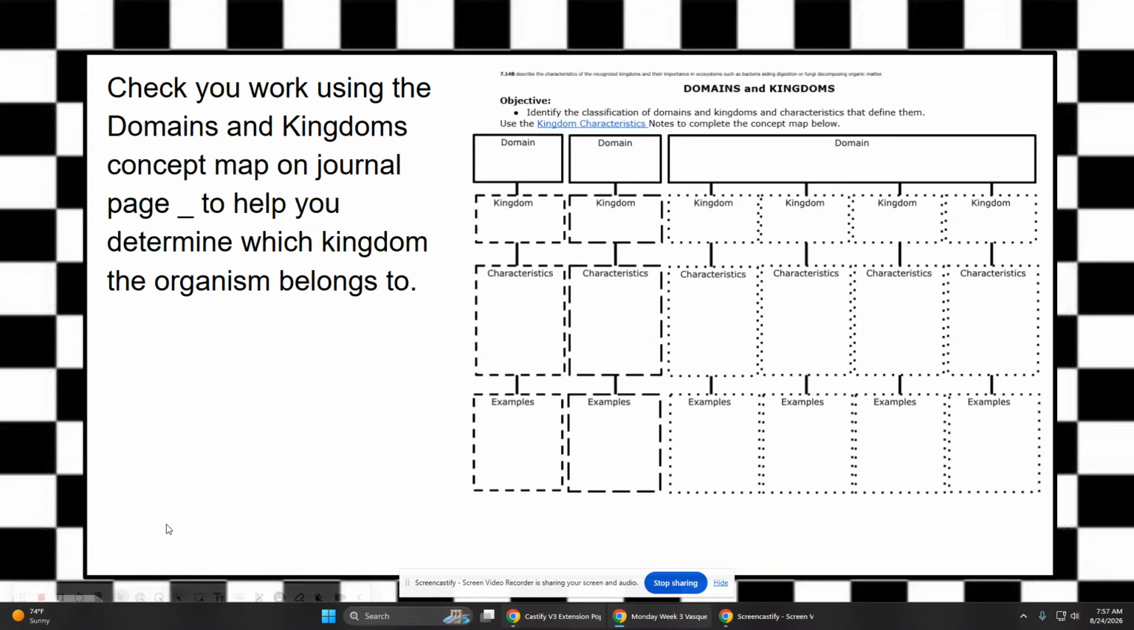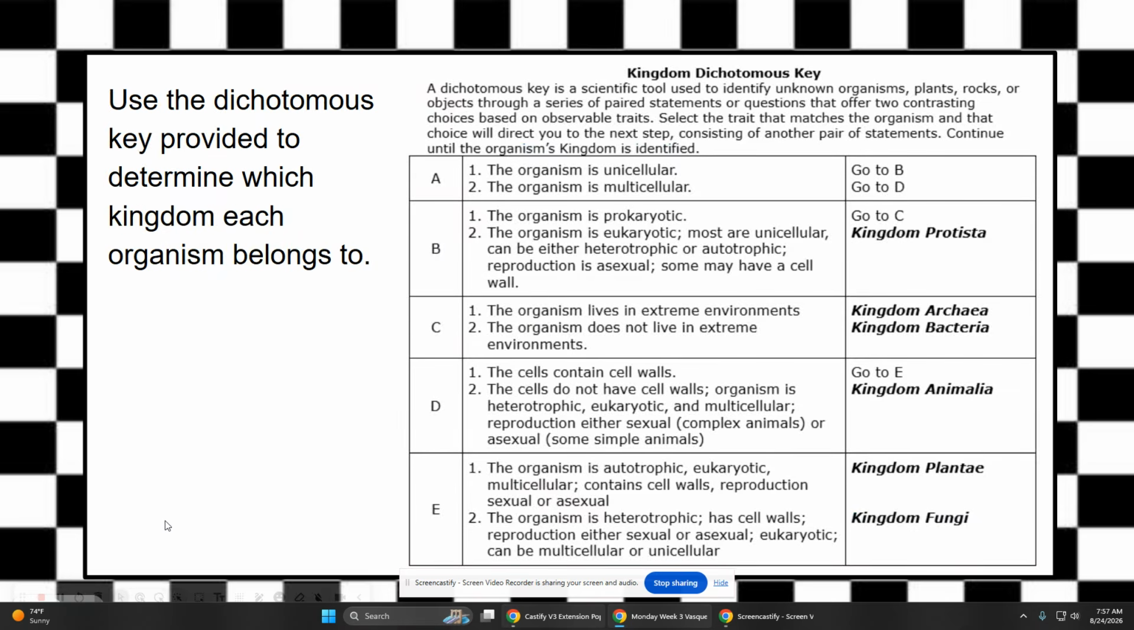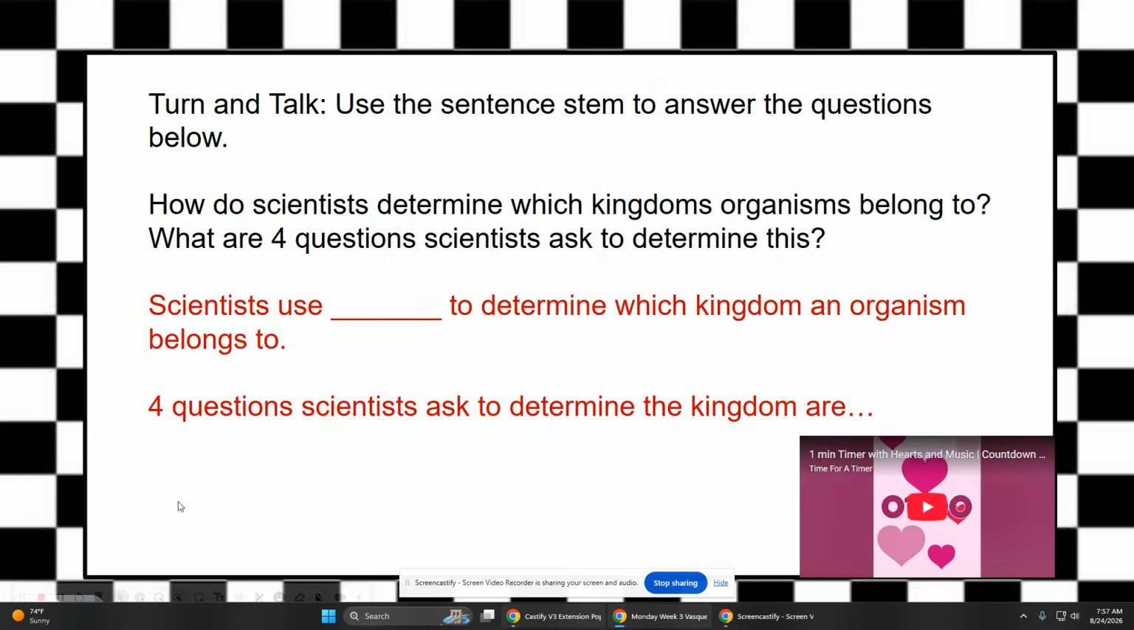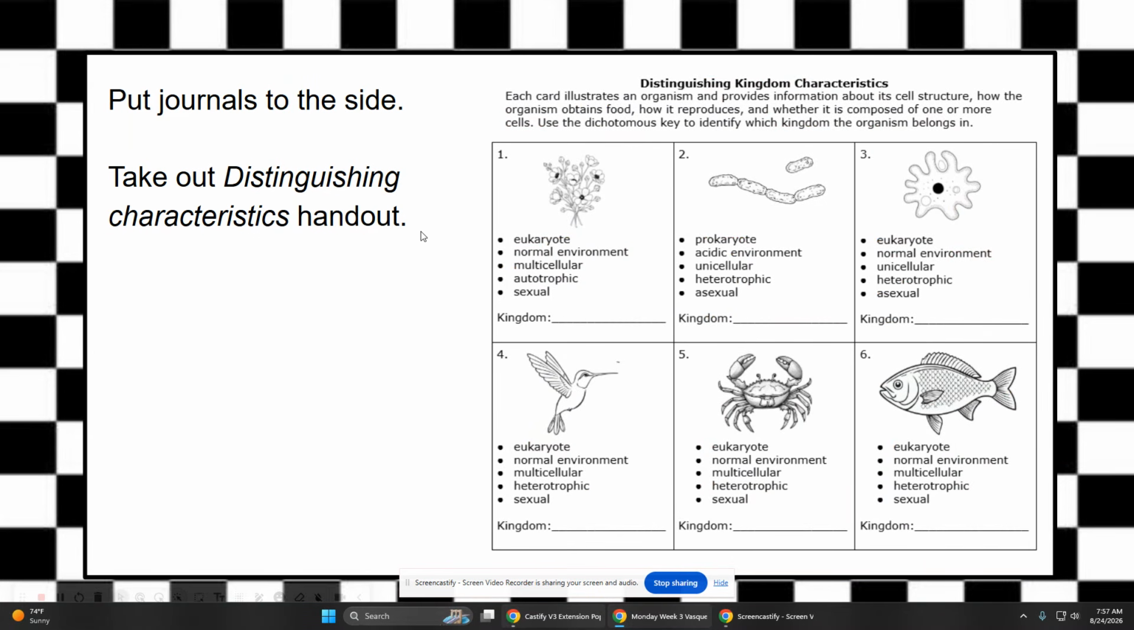So when you look at today's assignment, going back into this page here, distinguishing characteristics, you've got the picture of the organism here. It says each card illustrates an organism and provides information about its cell structure, how the organism obtains food, how it reproduces, and whether it's composed of one or more cells. Again, those 4 questions. We're going to use a dichotomous key to identify which kingdom the organism belongs to.